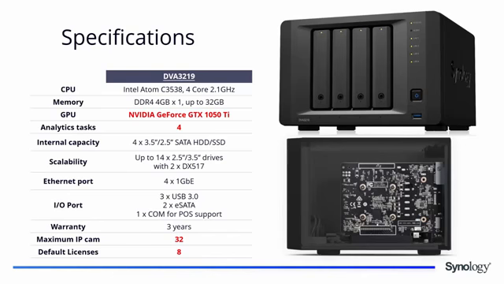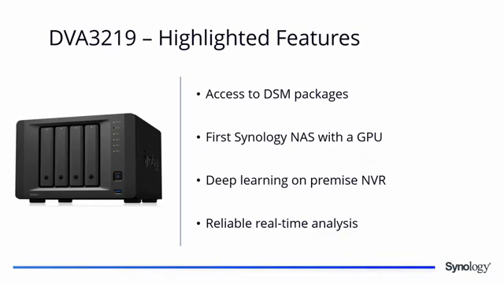It's scalable up to 14 drives with an expansion unit, the DX517. It also comes with 4 1 GbE Ethernet ports, which are capable of link aggregation. The DVA3219 also has a 3-year standard warranty, and it can handle up to 32 IP cameras, and it comes with 8 default licenses.